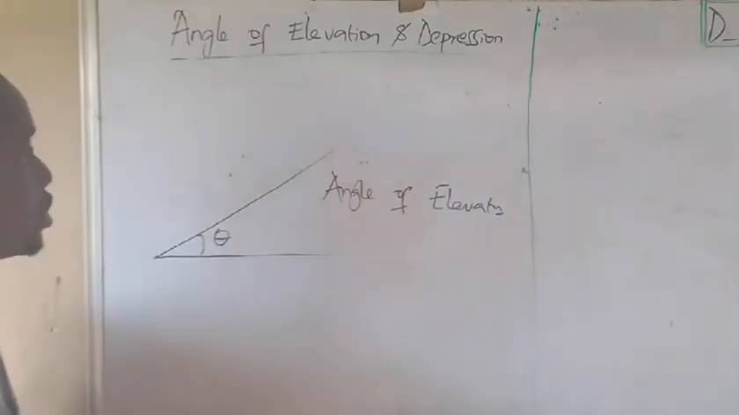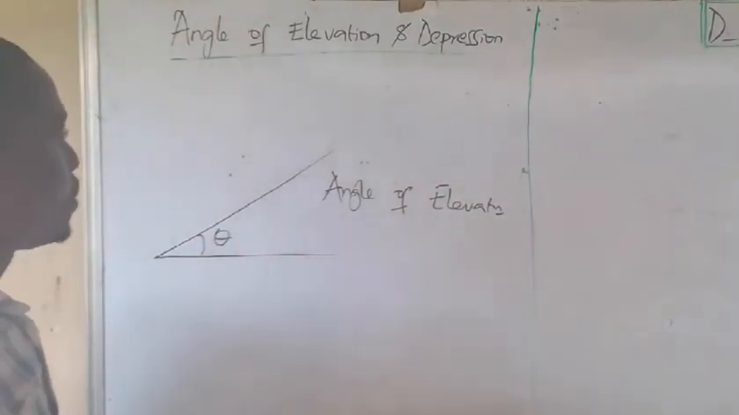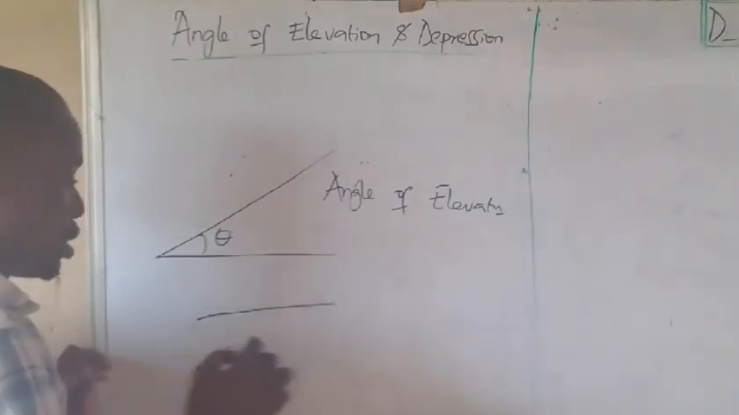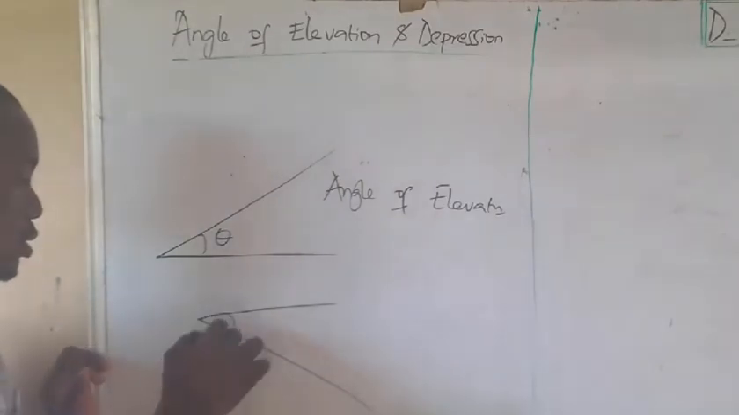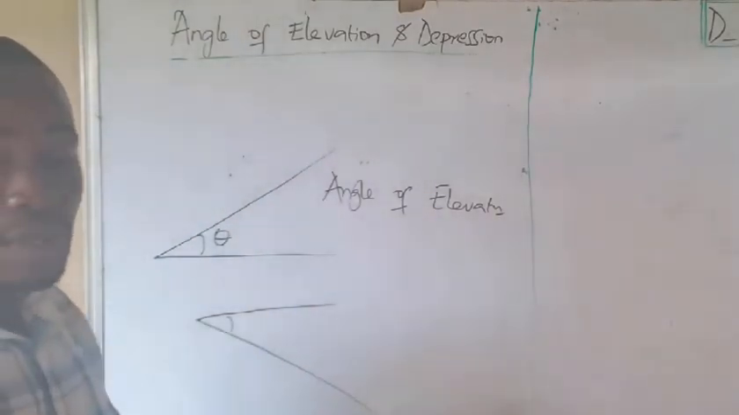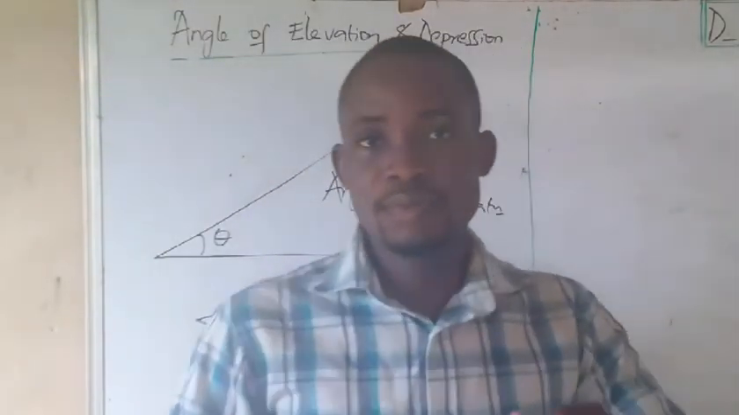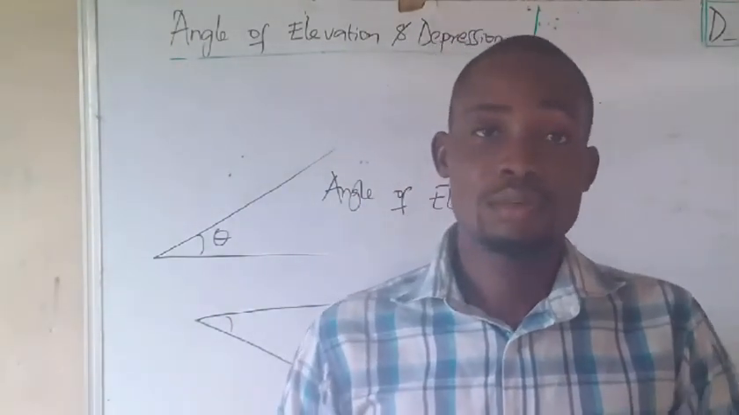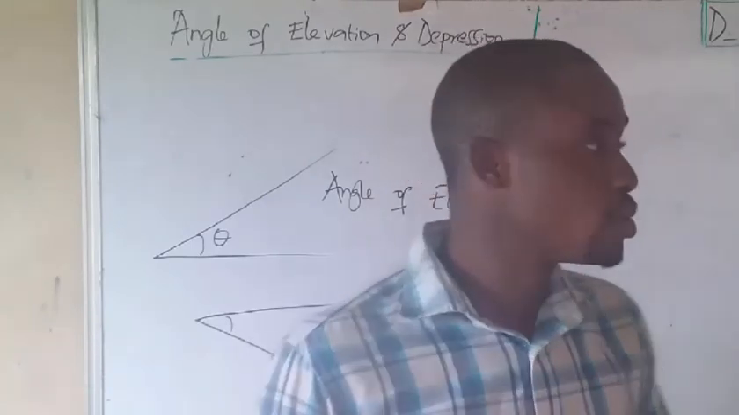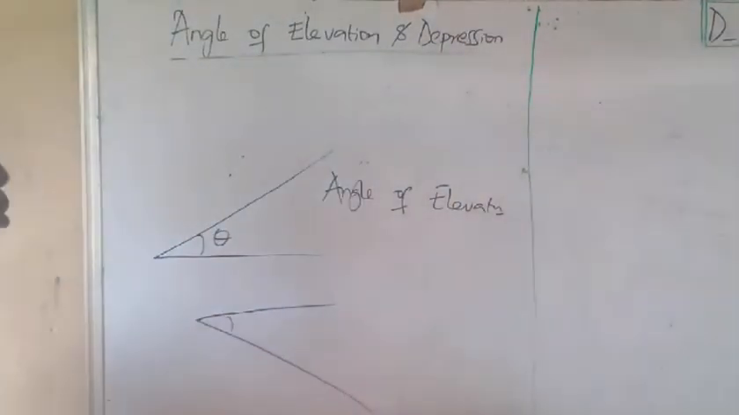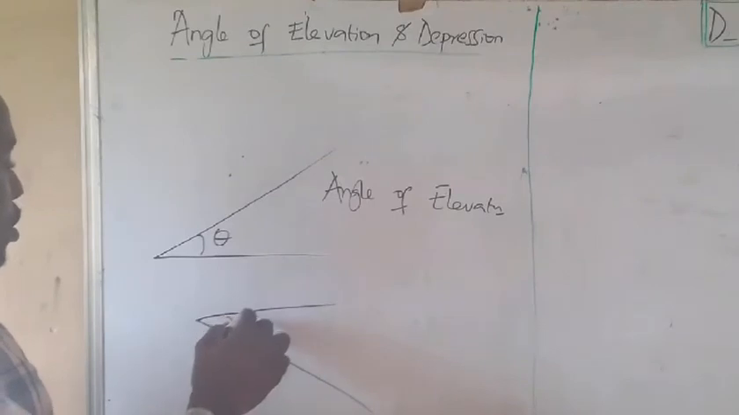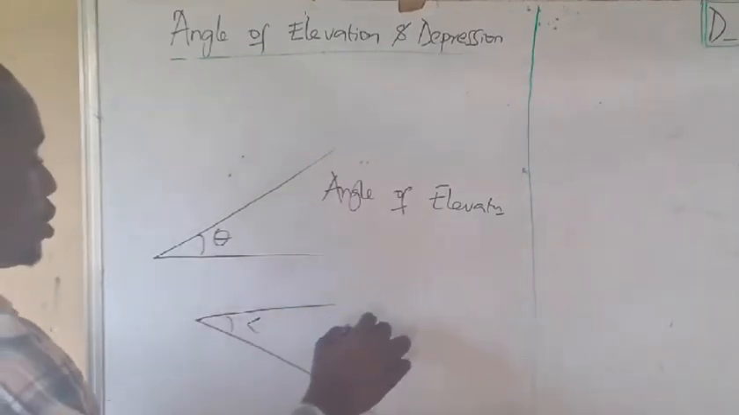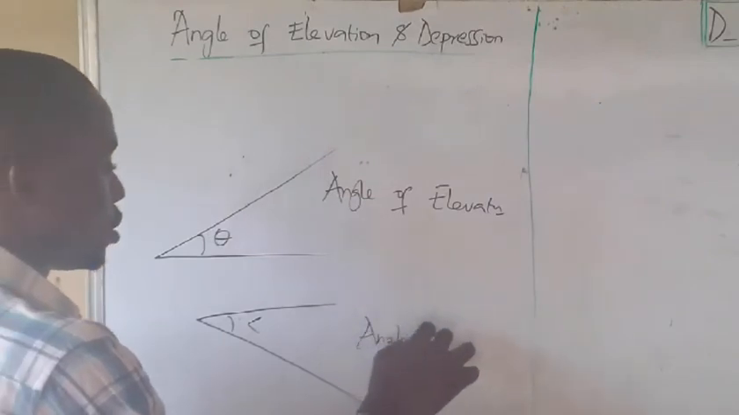For angle of depression, it's the opposite. Angle of depression means to look straight and look down. Now, why do we look straight? We're looking straight because that's the point of projection. From that point of projection, we're either going to look up or look down. And we represent that angle with, say, alpha, which is our angle of depression.